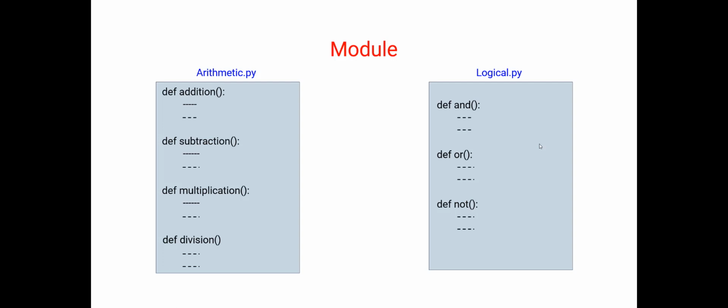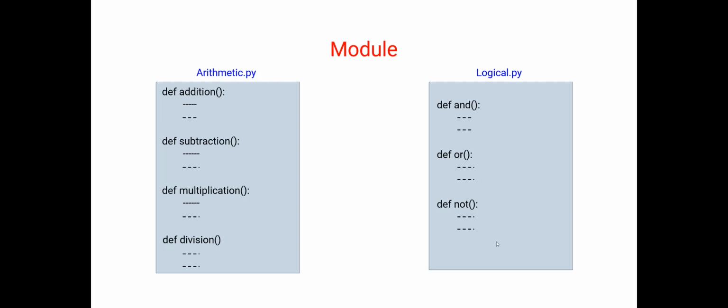A module is nothing but a Python file in which you write all the functions, variables, or any code that are like subtasks focusing on one main task. So just like a module for all the arithmetic operations, you can also have a module for all the logical operations. And you can clearly see that now the subtasks are AND operation, OR operation, NOT operation, and so on. So this is the basic concept of module in Python.